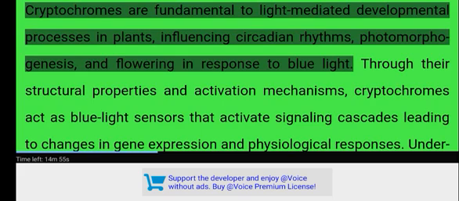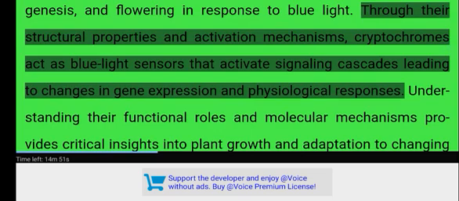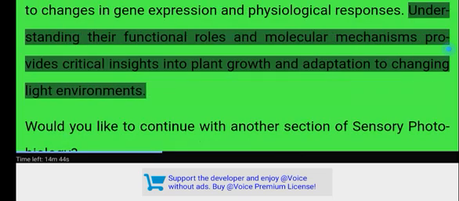Cryptochromes are fundamental to light-mediated developmental processes in plants, influencing circadian rhythms, photomorphogenesis, and flowering in response to blue light. Through their structural properties and activation mechanisms, cryptochromes act as blue light sensors that activate signaling cascades leading to changes in gene expression and physiological responses. Understanding their functional roles and molecular mechanisms provides critical insights into plant growth and adaptation to changing light environments.